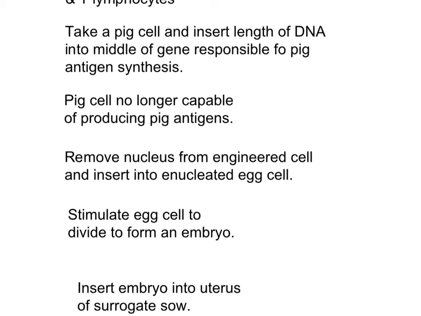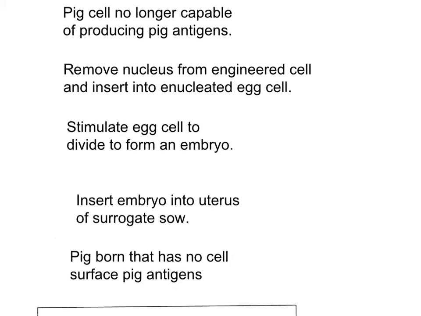And we'd then stimulate that egg cell to divide to form a pig embryo. Okay, we would then take that pig embryo and insert it into the uterus of a surrogate sow. Okay, and a few months later a pig would be born, and all of the cells in that pig wouldn't have pig surface antigens.